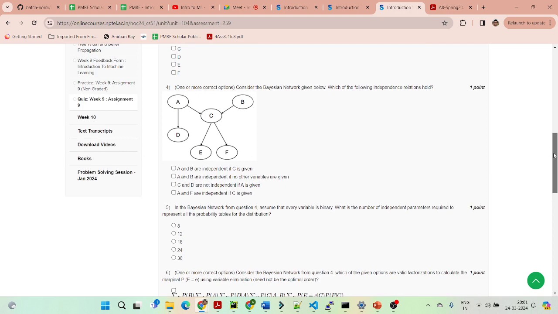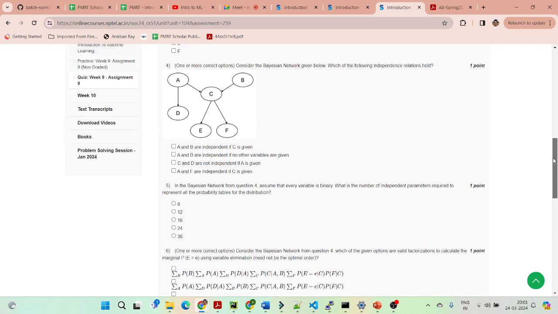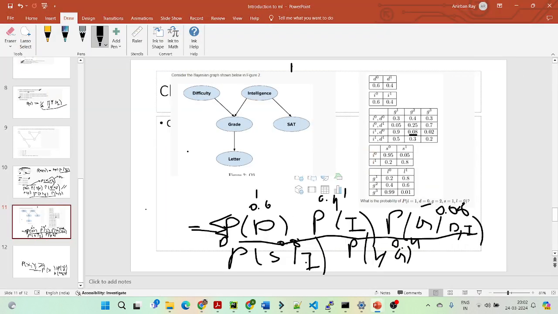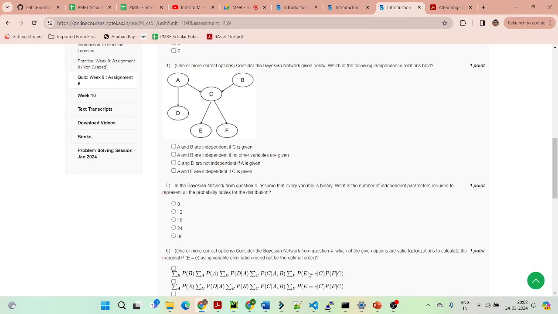So question number 4. Assume that every variable is binary, meaning 0 and 1. What is the number of independent parameters required to represent all the probability tables for the distribution? Well, this may be a good question, but you have to infer again from this question only. So this is the probability table, like a reverse question of this question.